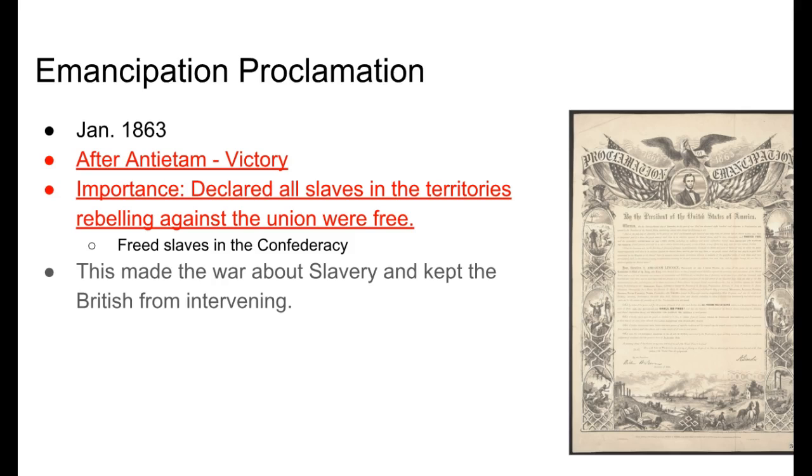Now, the other important thing about this is the Emancipation Proclamation only declared the slaves in the territories rebelling against the Union free. So it did not free every slave. It freed the slaves in the South, in the Confederacy.